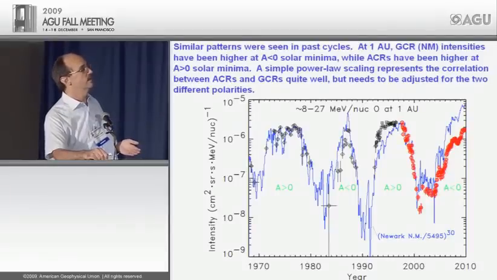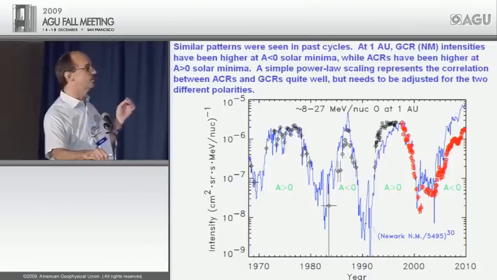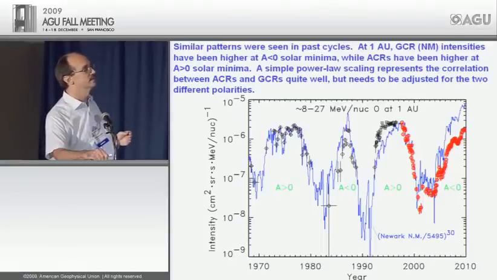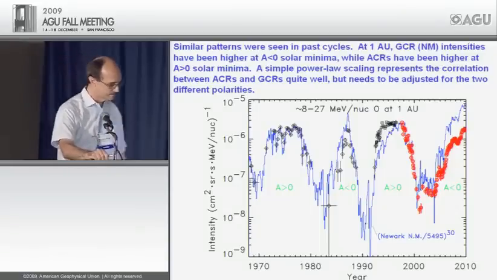What we find at 1AU is that at A negative cycles, the GCRs have a higher peak intensity than at A positive cycles. In the outer heliosphere, that's true for the ACRs as well. The ACRs are factors of several higher at A negative cycles than at A positive. At 1AU, that doesn't seem to be the case. Certainly, it's not true here, unless we haven't quite gotten up there yet. But in this case, too, it looks like ACRs are actually lower in peak intensity at A negative cycles at 1AU than at A positive.